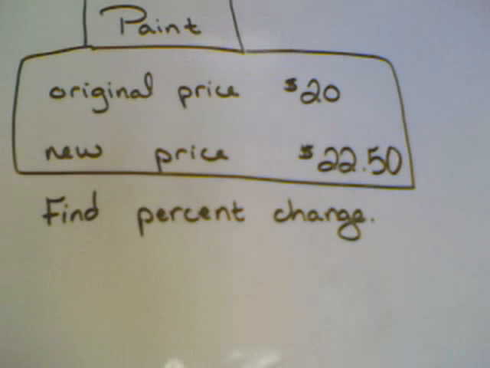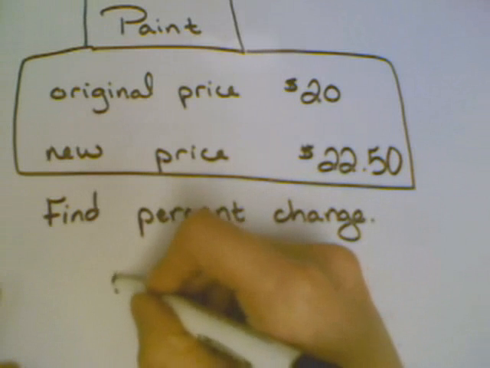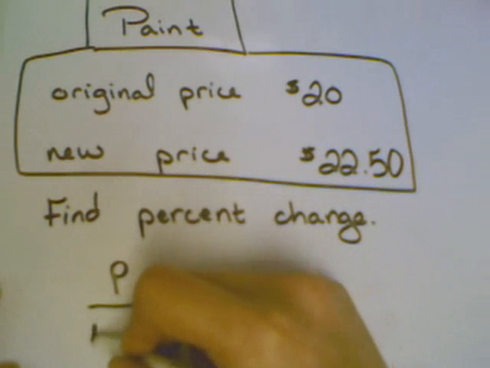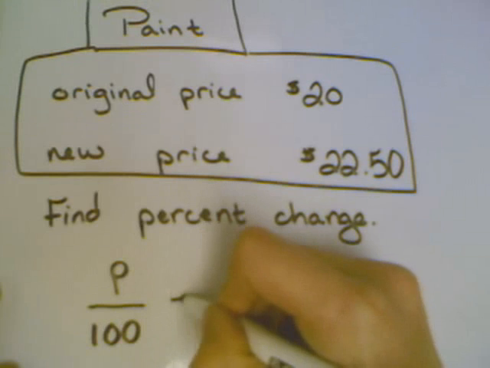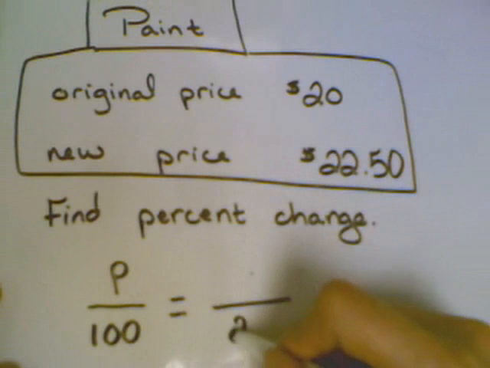Finding percent change. In this example, we're going to buy a gallon of paint. The original price of the paint is $20 and the new price is $22.50. We're interested in finding what the percent change is. We're going to use the proportion from the previous slide. In that proportion, the percent change over 100 equals the change in price over the original price.